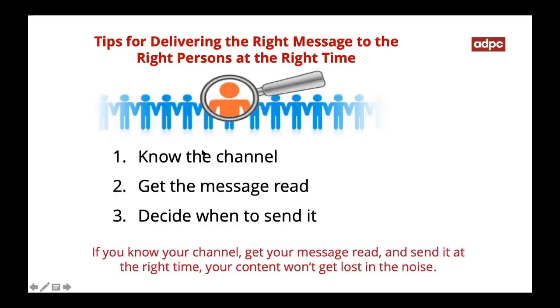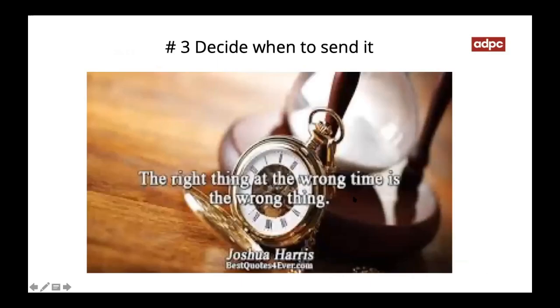So if you know your channel, you get your message read. Send it at the right time, and your content won't get lost in the noise. So see when to send it, the right thing. I like this one: the right thing at the wrong time is the wrong thing. So what am I trying to say here? It's all about the timing of the message that you'll be communicating to your target audience. So just something for you to reflect on as you finalize your disaster risk communication plan.